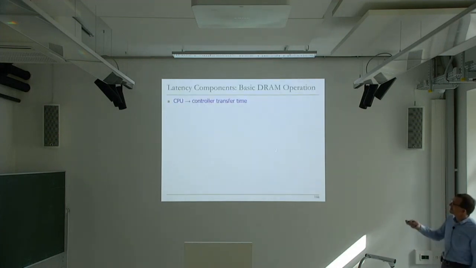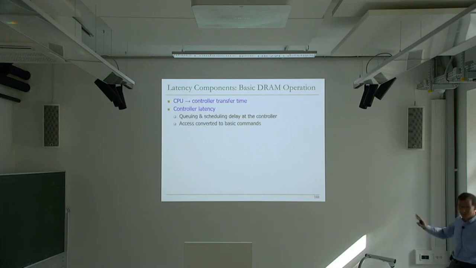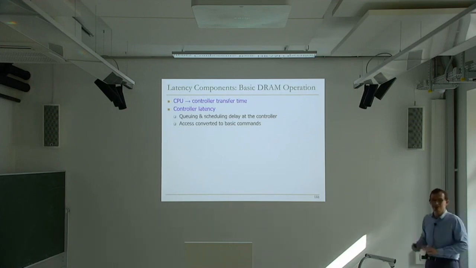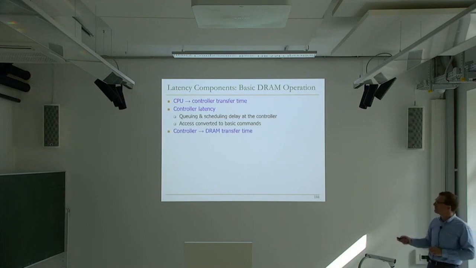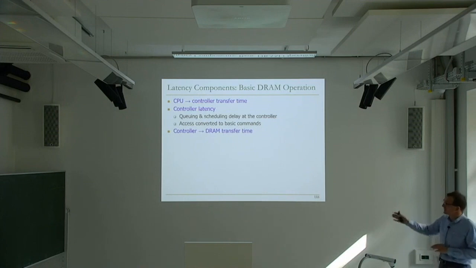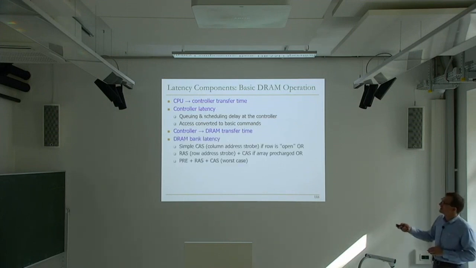So there are latency components in basic DRAM operation. There's a CPU to controller transfer time. The CPU asks the memory controller, I want this data. That takes some on-chip latency. I'm even ignoring the caches right now, right? You need to go through the caches to check whether the data exists there. If it doesn't exist, you go to the controller. And there's some latency in the controller. You need to wait for your turn, if you will. There's queuing and scheduling delay. And then the access is converted to basic commands. And then there's transfer time between the controller and DRAM. The controller asks the DRAM to activate and then read. And then there's the DRAM bank latency.